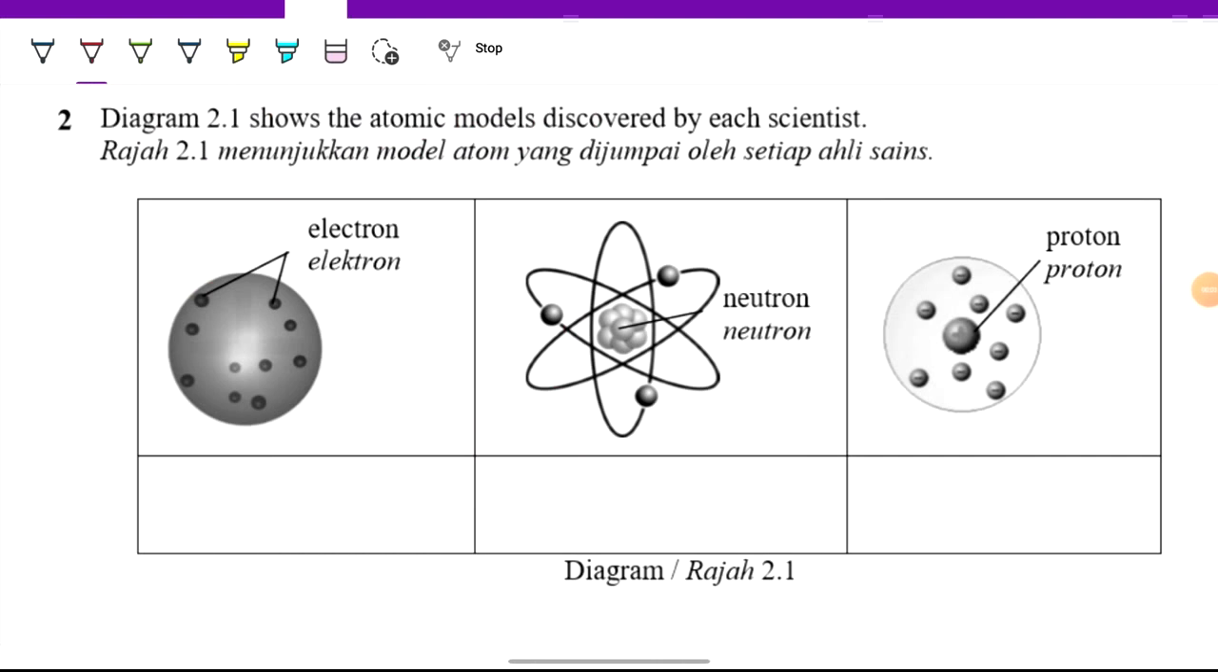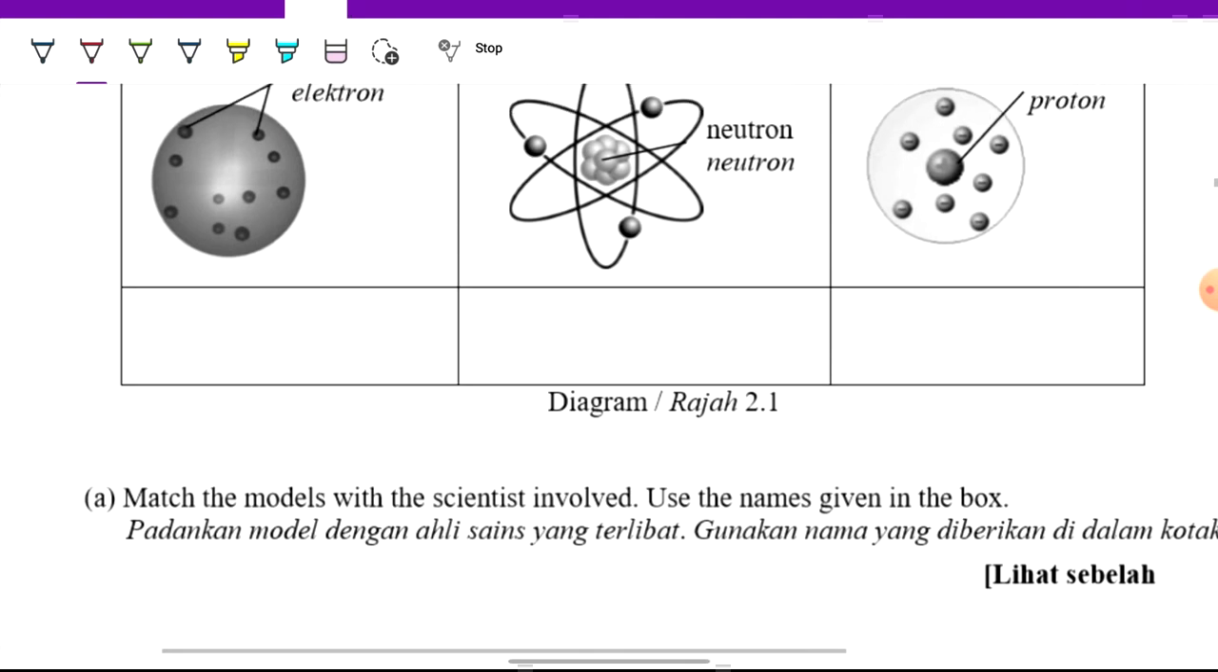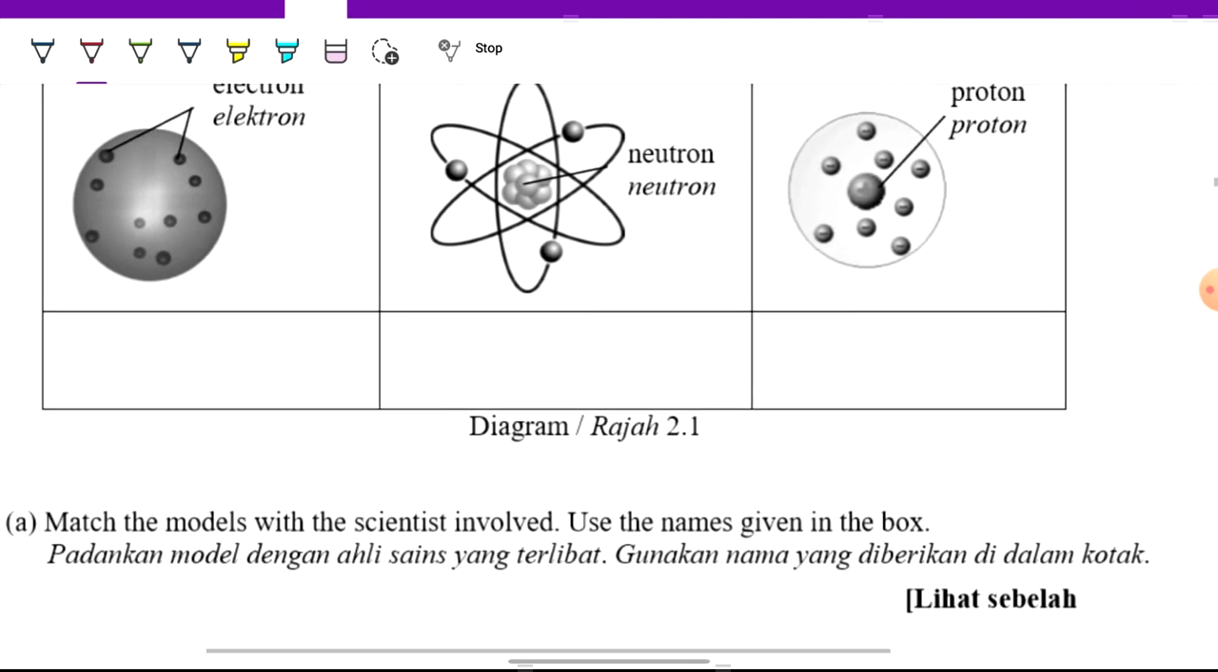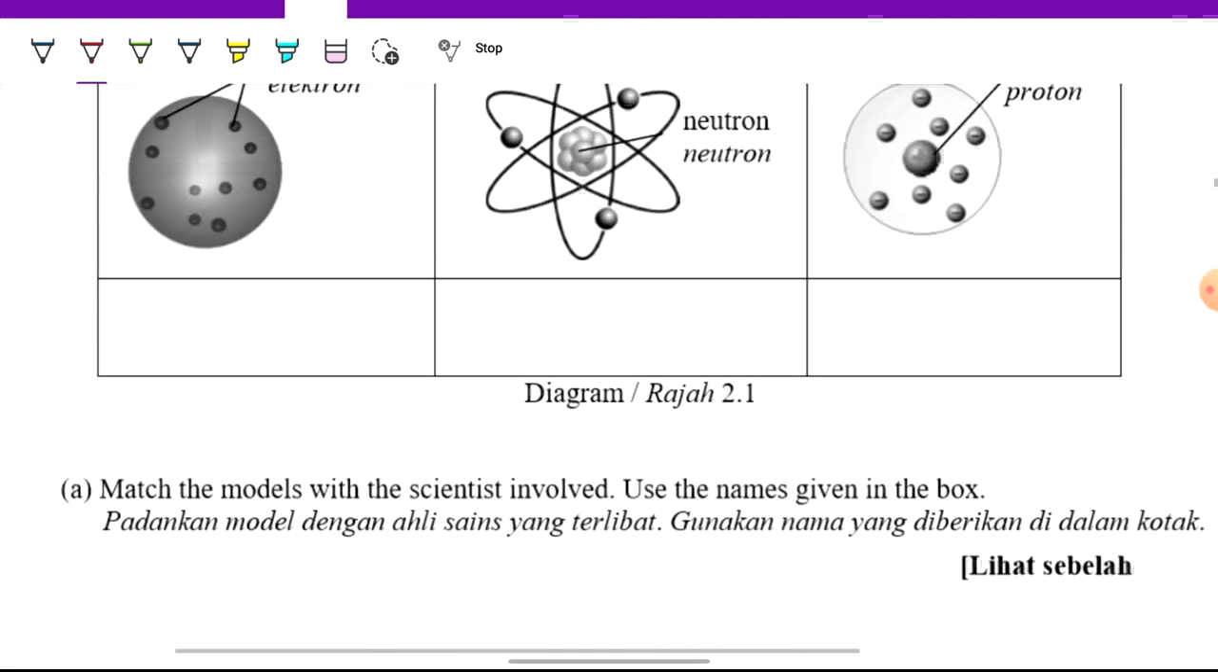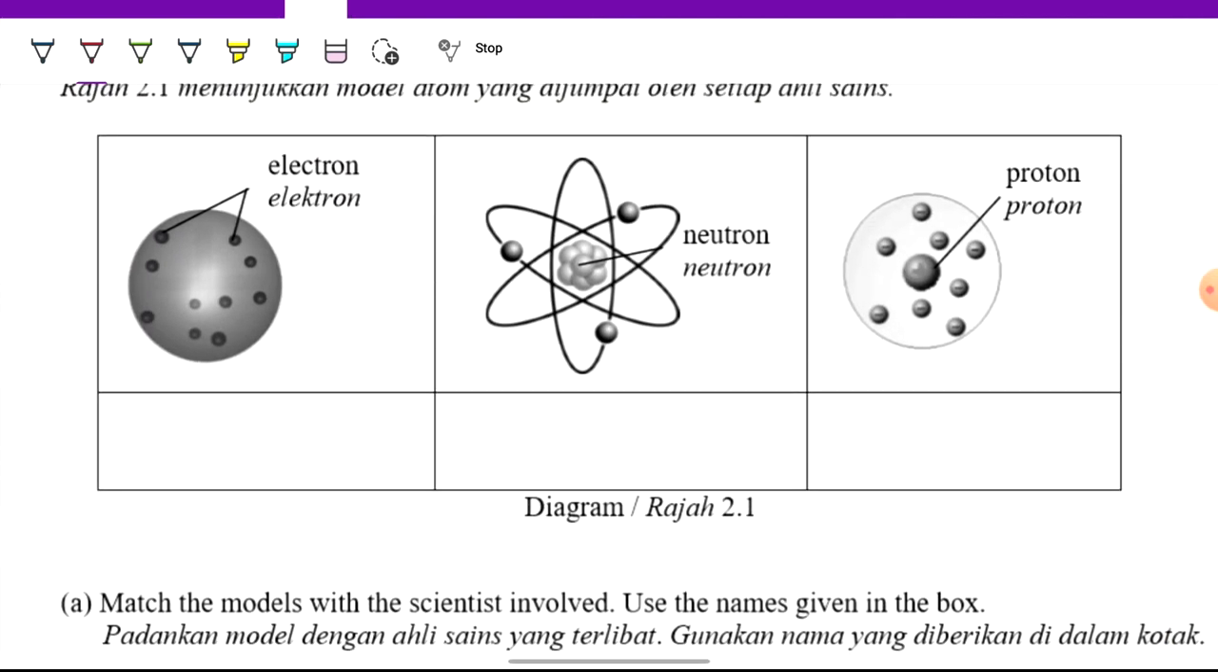Question number 2. Diagram 2.1 shows the atomic models discovered by each scientist. Match the model with the scientists involved. Use the names given in the box: James Chadwick, Ernest Rutherford, and J.J. Thomson. So who discovered the electrons? Electrons is J.J. Thomson. Then who discovered the neutrons? Neutrons is James Chadwick. Then protons will be Ernest Rutherford.